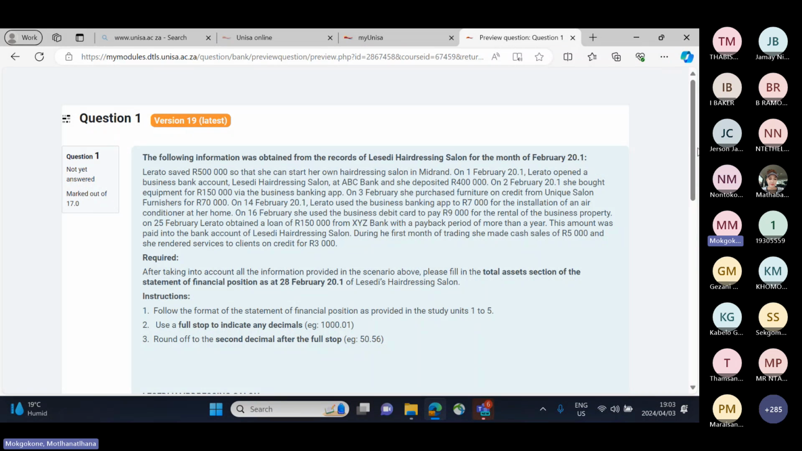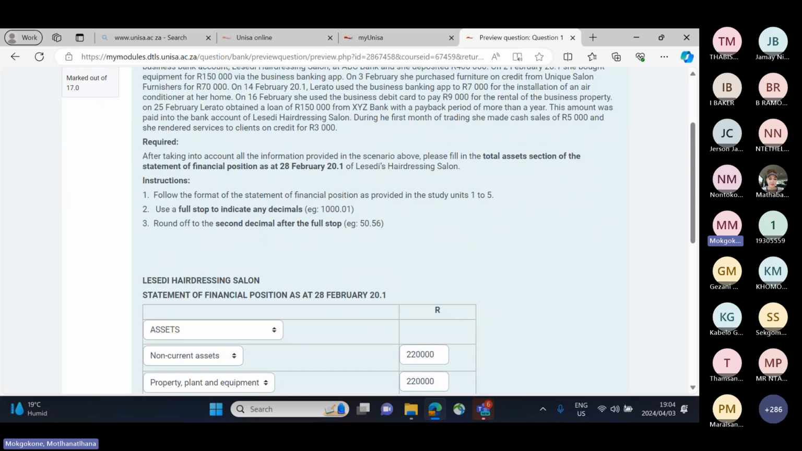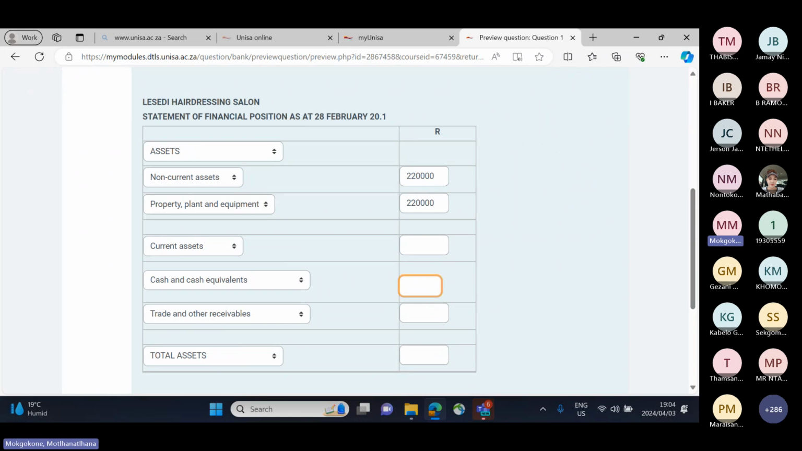And she obtained a loan of 150,000. The amount was paid directly into the bank account of the business. Then you add the 150,000 because it will increase our business bank account. And she made a cash sale of 5,000. Then you must add the 5,000 because here we debited our bank with 5,000 and we credited our sales with 5,000. Then they will give you 389,000.